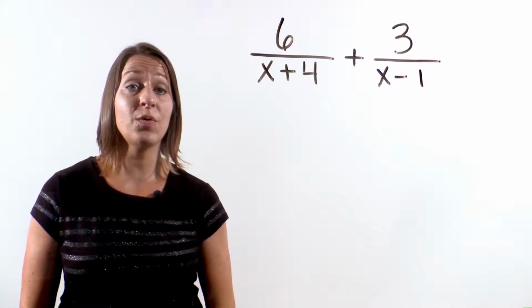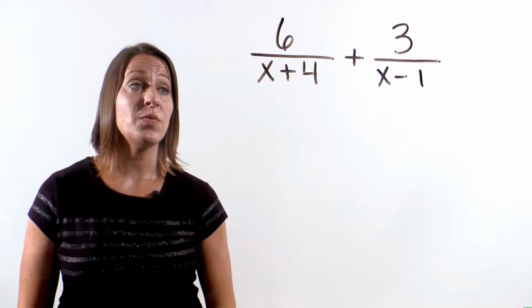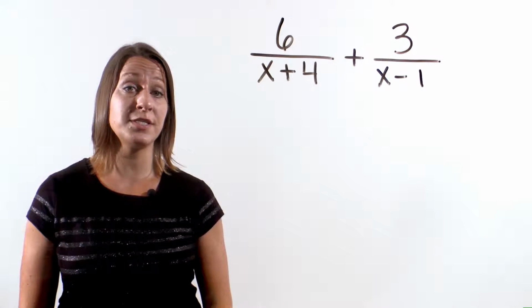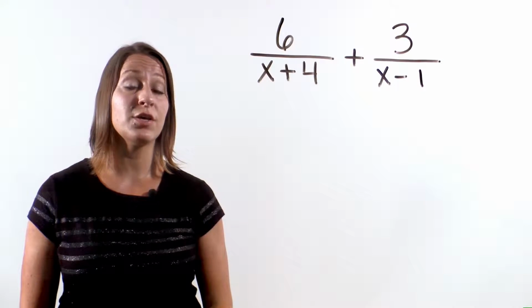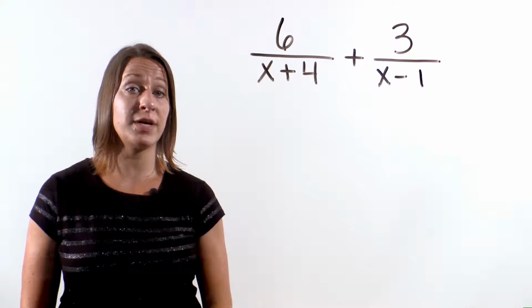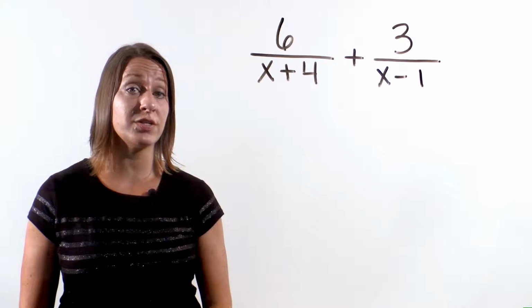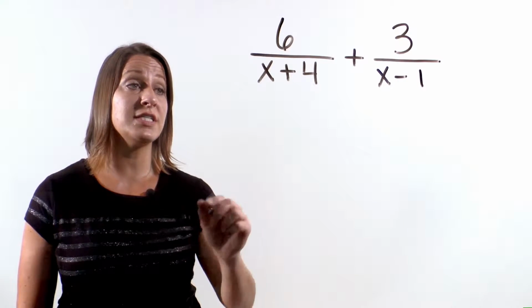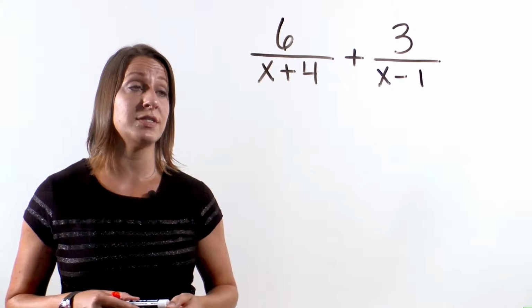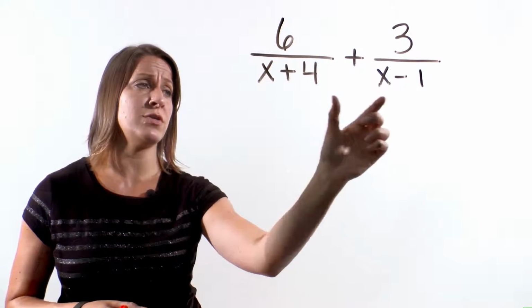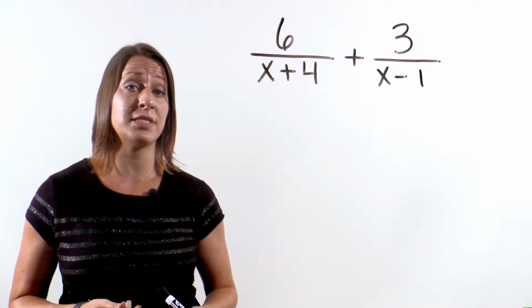Okay, let's take a look at one more example together. We have 6 over x plus 4 plus 3 over x minus 1. Now before we can add the numerators together, we first need to have common denominators. Now notice we have binomials this time as our common denominators.